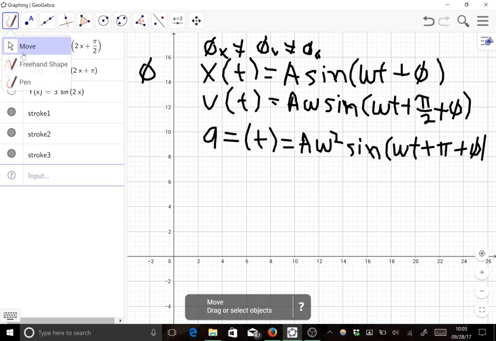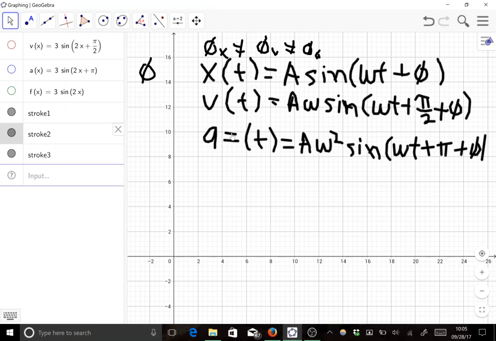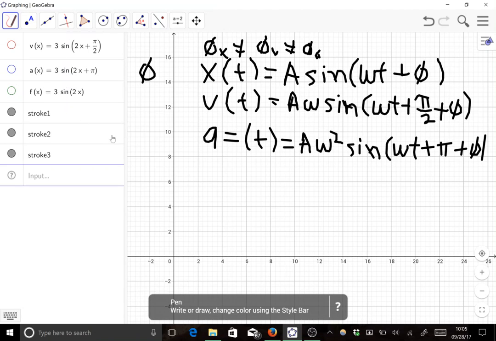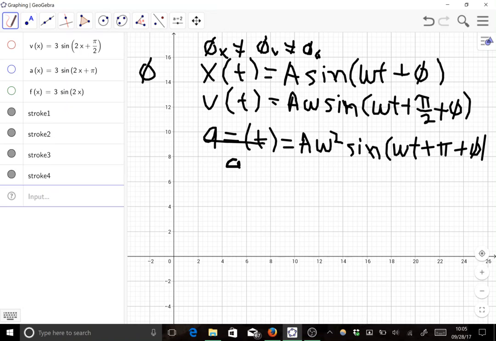I just noticed a quick error. There should not be an equal sign there, but we can't fix that now. That should be a as a function of time. Sorry for the confusion. So first, let's talk about what phase actually means.